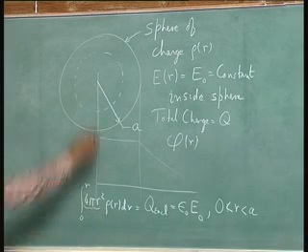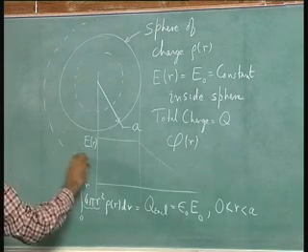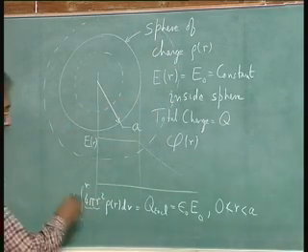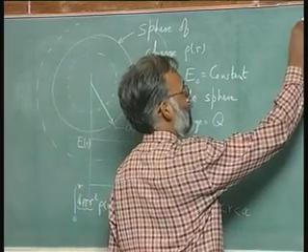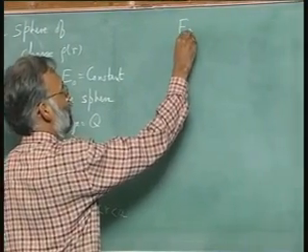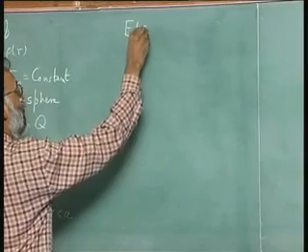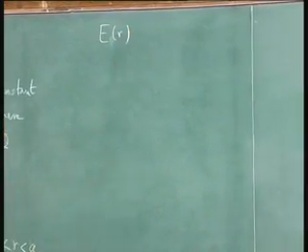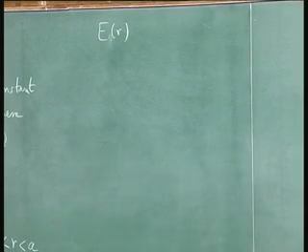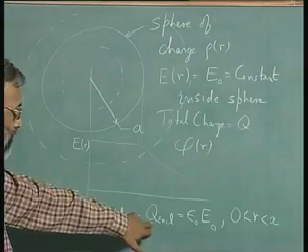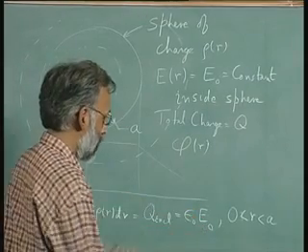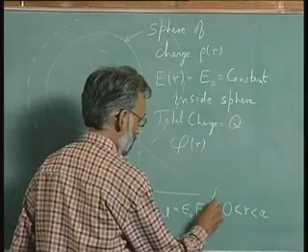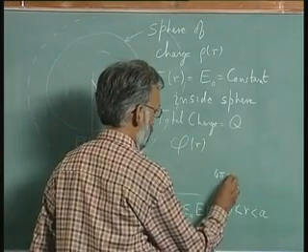If you took a Gaussian surface that was bigger than the sphere, then you would get a different equation. Sorry, here I have made a mistake. Let me just repeat. Charge enclosed is equal to epsilon naught times E naught times the area. Okay, and the area is nothing but 4 pi r squared.